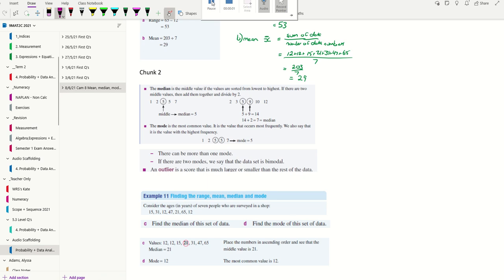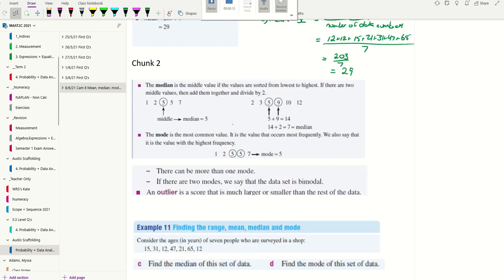In chunk 2, we're going to have a look at the median and the mode. So again, this is revision, and we're looking at the median and the mode. The median in the road, the median strip, goes down the middle. So a median is a middle. That is all it means, a median strip. So it's a middle value if the numbers are sorted from the lowest to the highest.